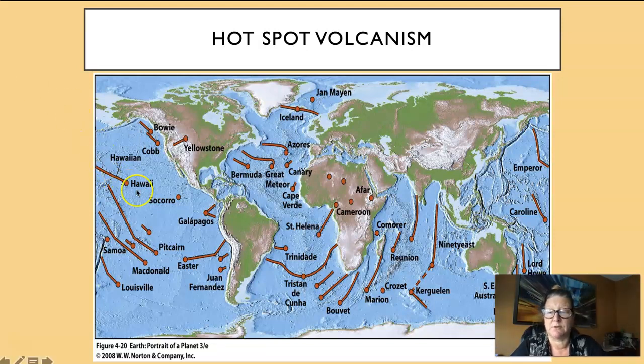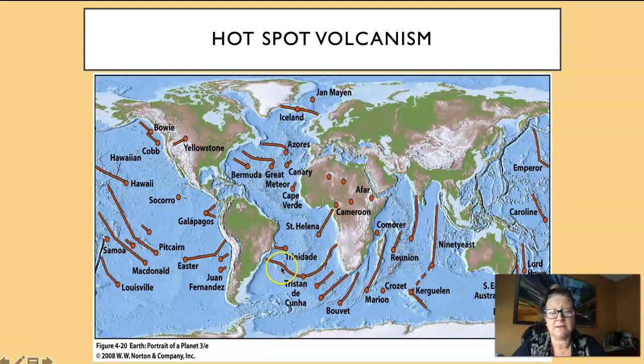So for example, here's that Hawaiian one, and the trace goes not only for a long time to the west here, northwest, but it actually continues all the way up into this trench. And the video that you just watched explained why that is. Here's another hotspot called Tristan da Cunha.